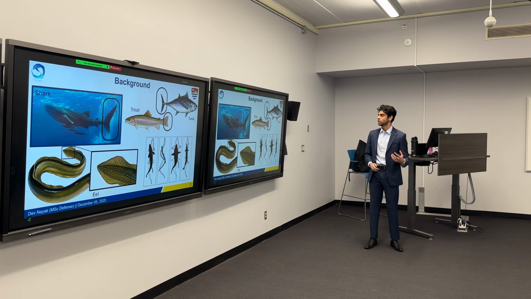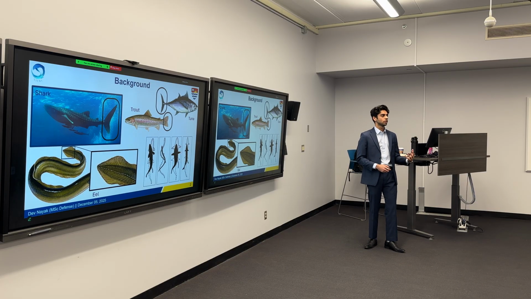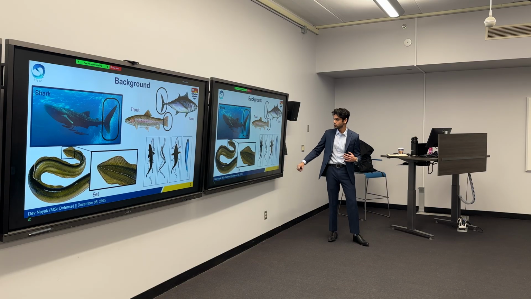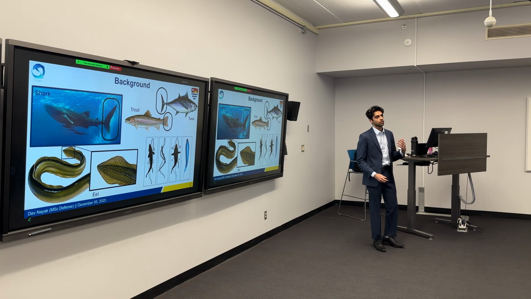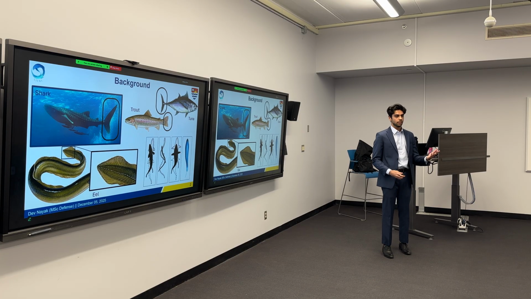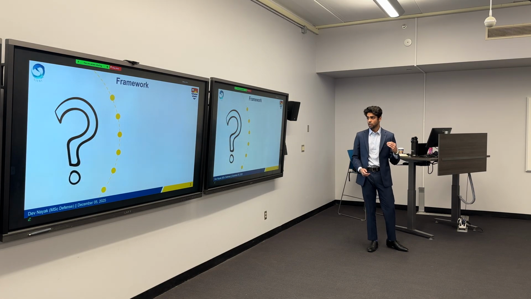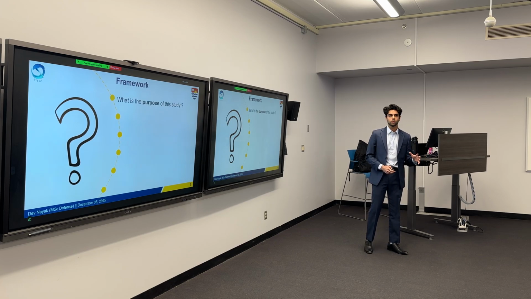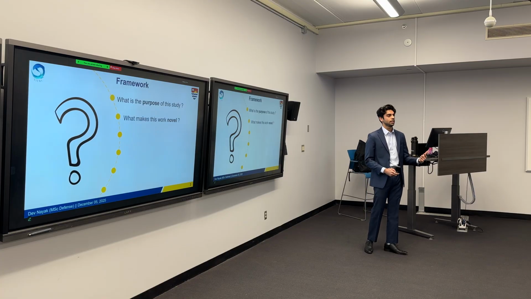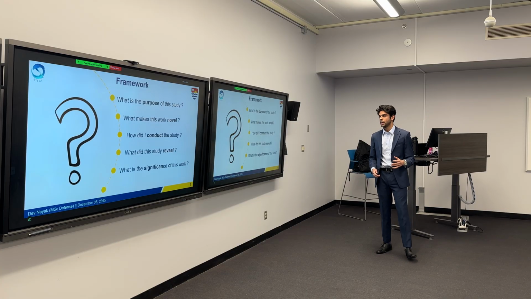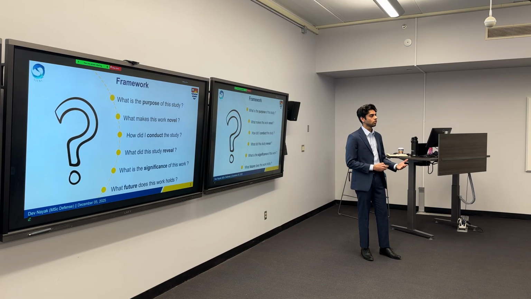Now, when you compare a tuna or a trout, they belong pretty much to the same group, which is Carangiform swimming mode. They use majorly the rear end of the body to produce propulsion. For example, we can look at the tuna, which has a much more prominent and sharper-looking caudal fin, and they are also one of the fastest swimmers. So now this, alongside the other literature review that we did, creates the key framework questions, which are the purpose of the study, what is the novelty, how did I conduct the study, what does the study reveal, what is the significance, and further, what future does this study hold.